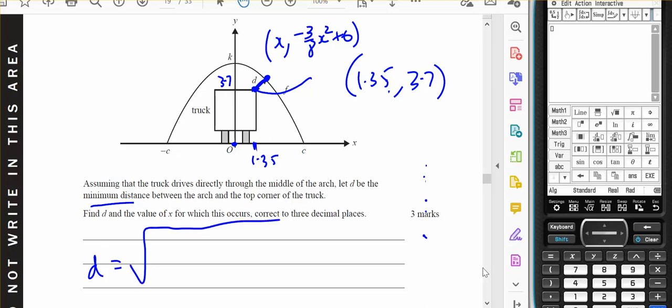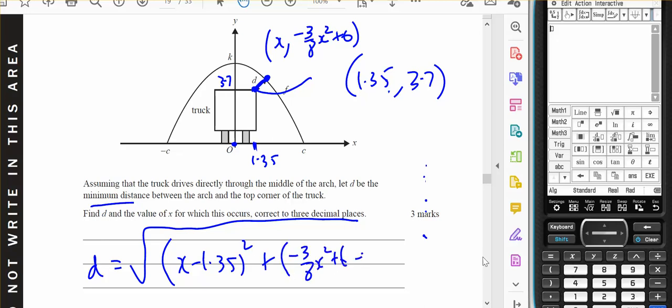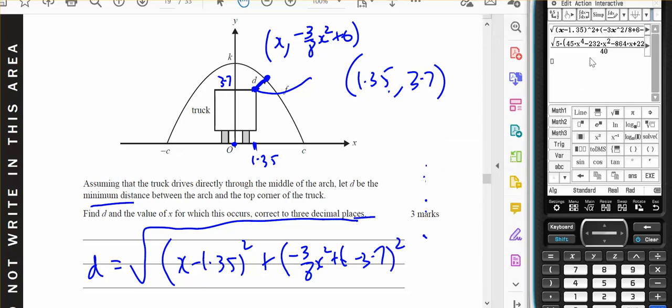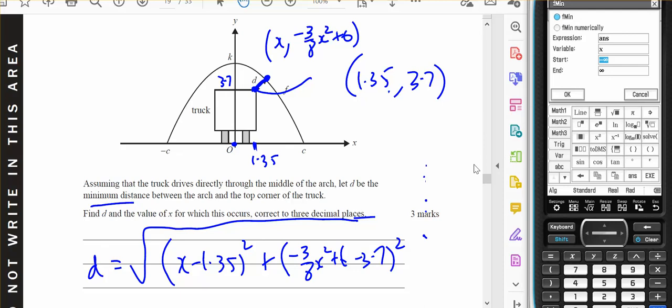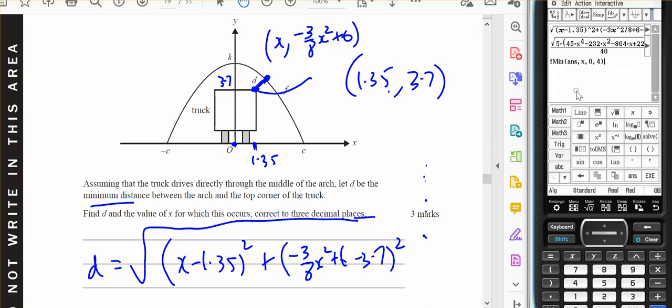So it's going to be the distance rule, which will be (x minus 1.35) squared plus (minus 3/8 x squared plus 6 minus 3.7) squared. And I'm going to put that on the calculator. Okay, so I've typed it on the calculator. I've got that expression. Because it's really long, I'm just going to press answer, and I'm going to do interactive, calculate, fMin, and I want for x, and it's going to go from 0 to 4 because d can only be in this area on this side. And that gives me an answer of the minimum value is 0.978 and x equals 2.185.